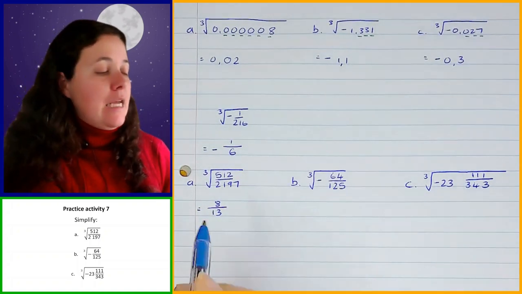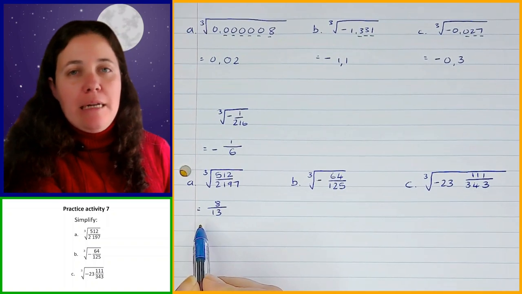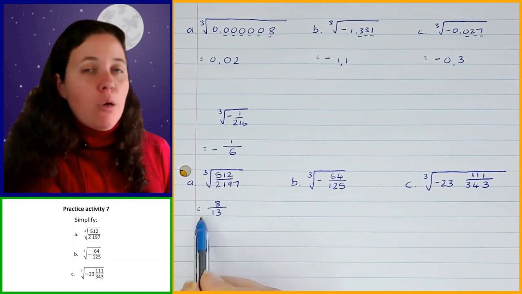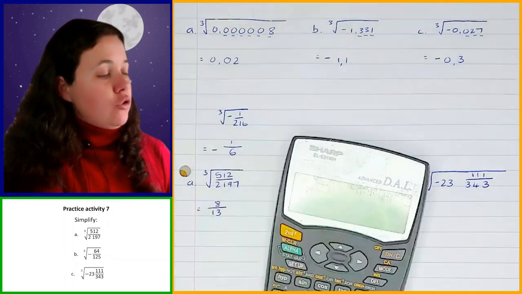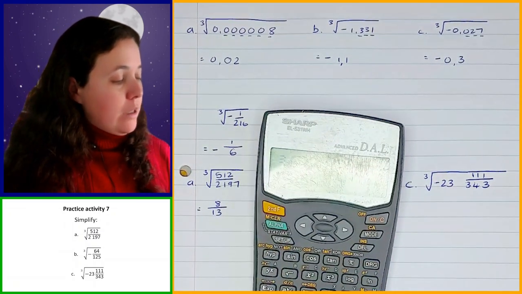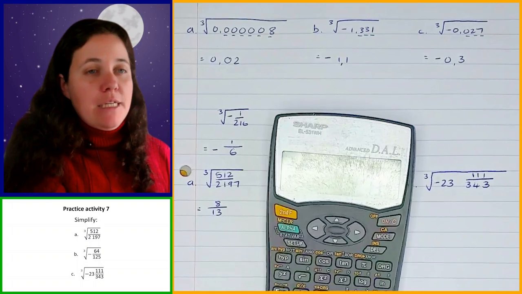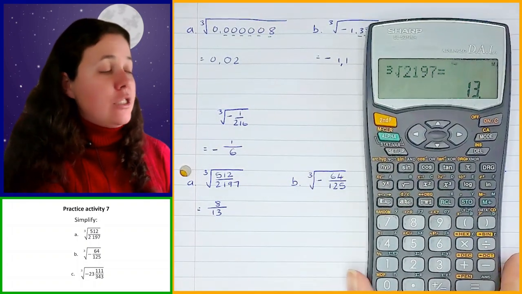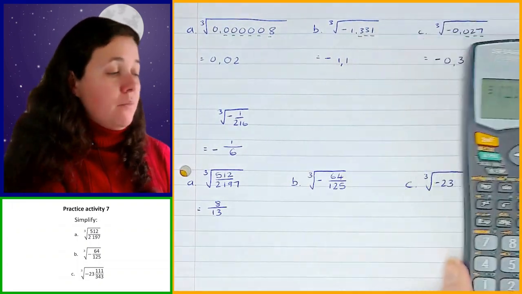Now, like I said, this isn't one of the ones that you necessarily need to really know. So at the moment you could use the table, or you can just use your calculator if you need to. So the cube root of 2,197 gives you 13. So you can use the calculator for these if you need to.